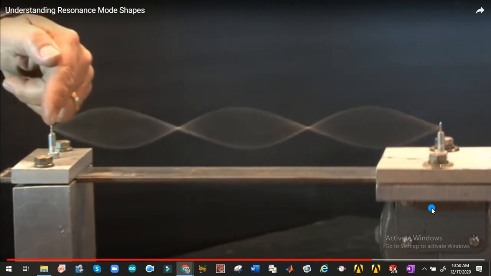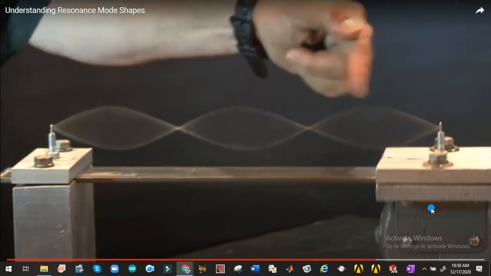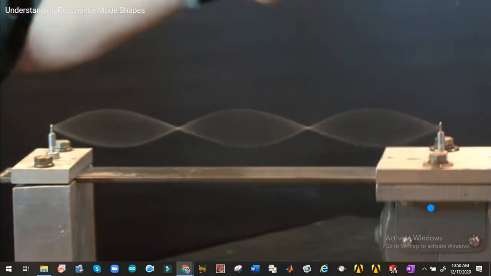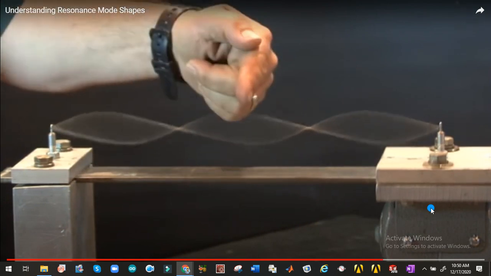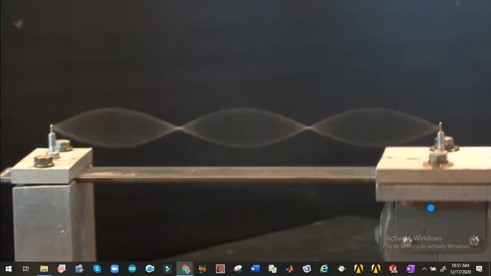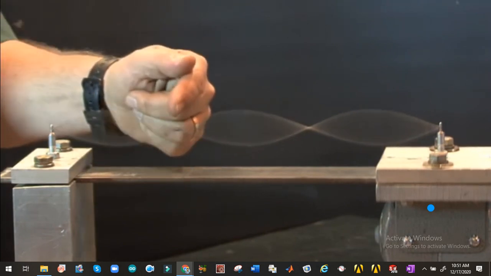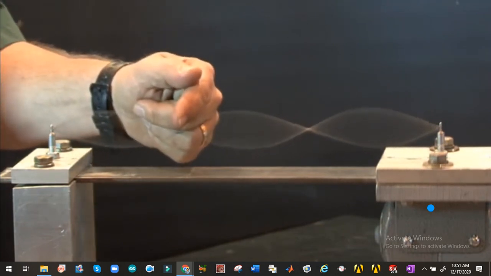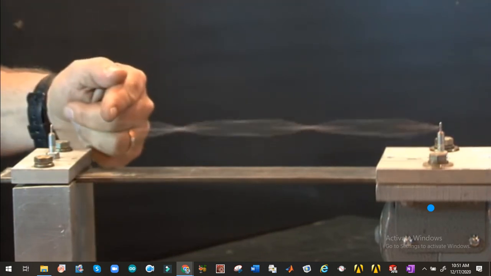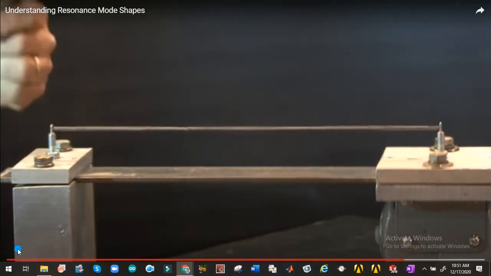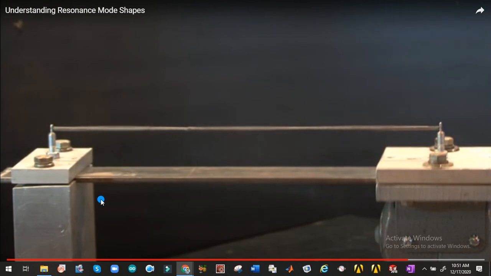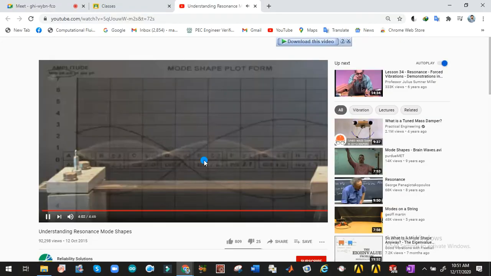Notice there are 4 different nodes and 3 antinodes. Remember, if we brace at a nodal point, it doesn't do any good. If we brace at any of the antinodes, the problem goes away. Of course, my speed varied just a little bit there.